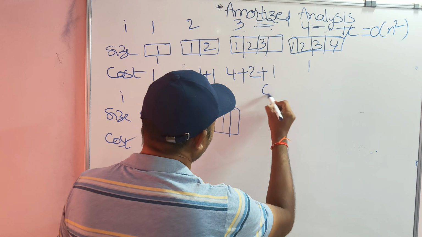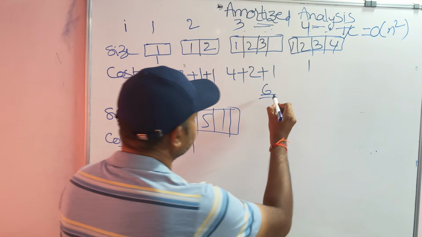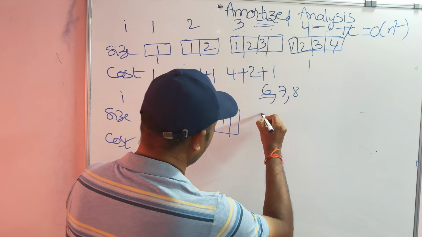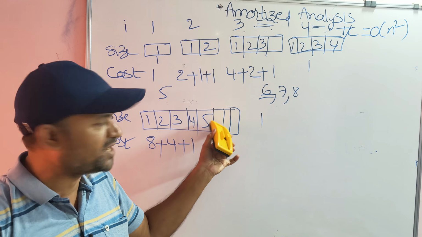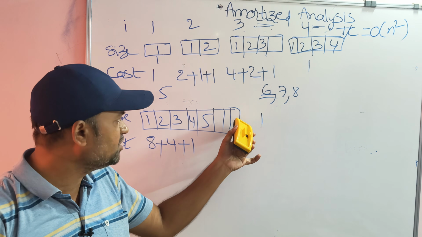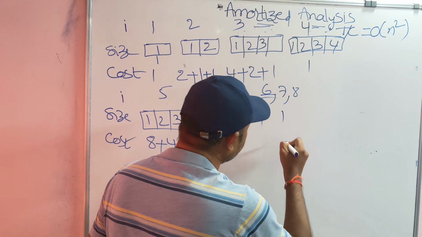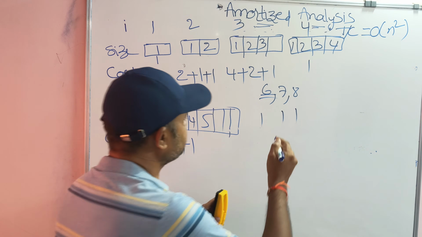So likewise, for inserting the remaining 3 elements, 6, 7, 8, what is the cost? 1. Because for 6 we have one empty location, for 7 we have one empty location, for 8 we have one empty location. So for inserting 6 the cost is 1, for inserting 7 the cost is 1, for inserting 8 the cost is 1.